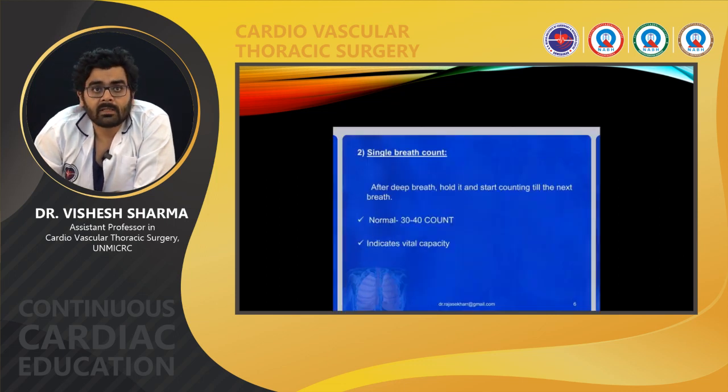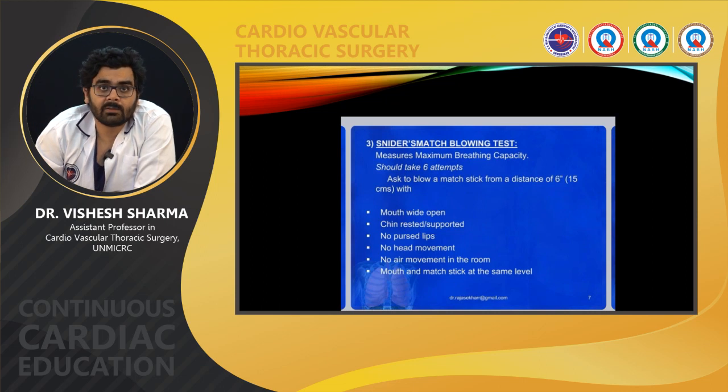There is a single breath count. After a deep breath, hold it and start counting till the next breath. Normal is 30 to 40 and indicates vital capacity. Snider's match blowing test measures the maximum breathing capacity.